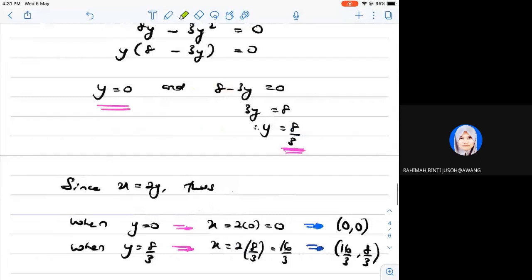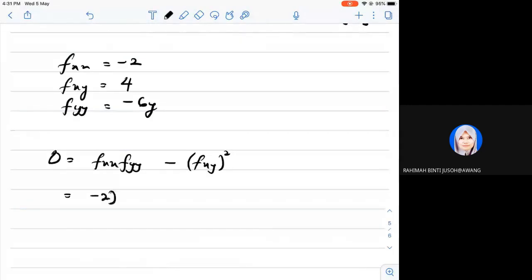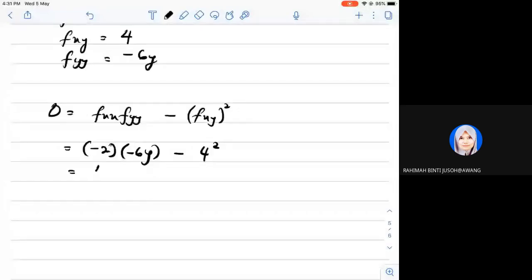Alright. So now, okay guys, cari D. Okay, D is fxx multiply with fyy minus fxy squared. So equals to negative 2 multiply with negative 6y minus 4 squared. So we will get 2 kali 6, 12y. Tolak 16. Macam tu. So this is our D now. Okay. Ini adalah D lah.